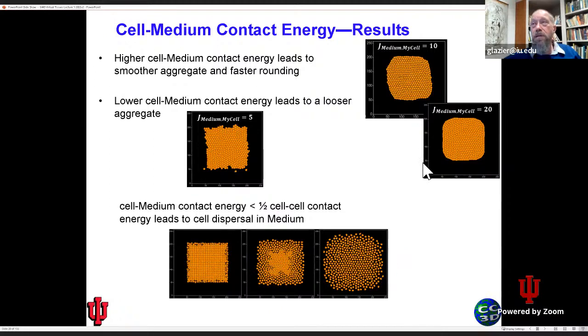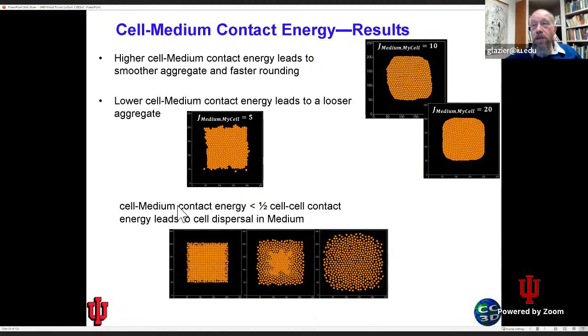And then we looked at our basic results. Our initial default situation gave us a slightly rounded aggregate. The cells were basically well behaved. There were some bumps on the aggregate. We tried increasing the cell medium contact energy, and the aggregate became more compact and rounded up. When we decreased the cell medium contact energy, the cells began to almost fall apart. The aggregate began to become a little bit dispersed.